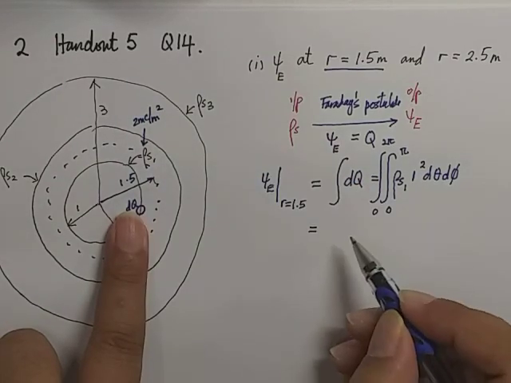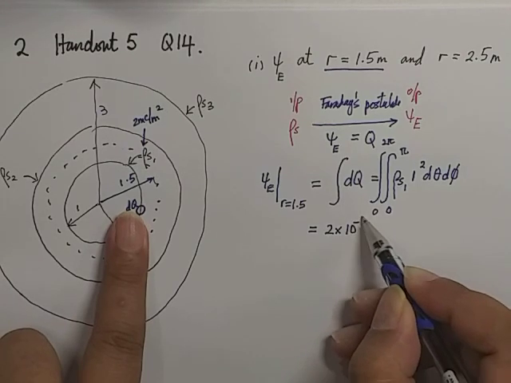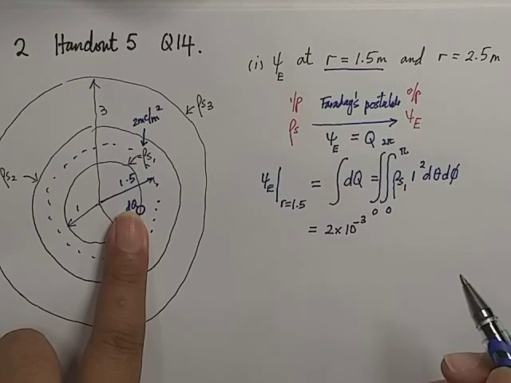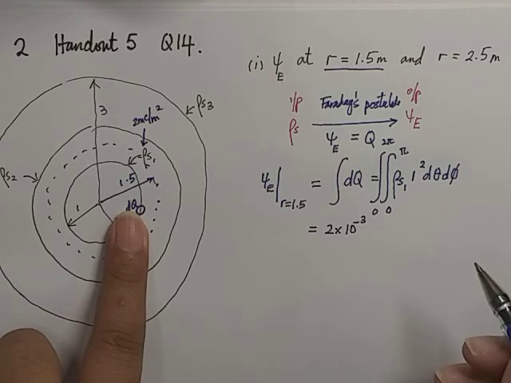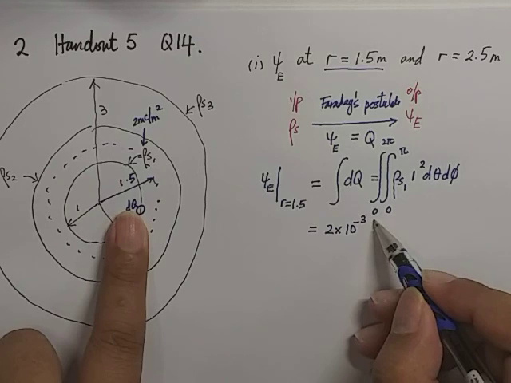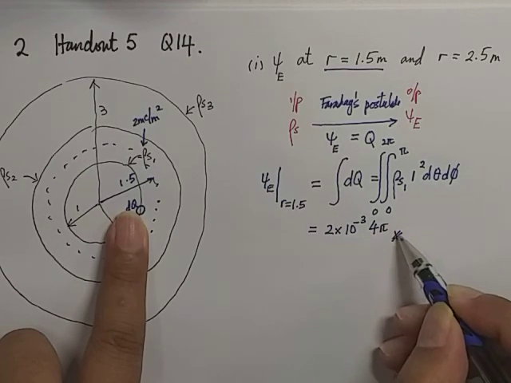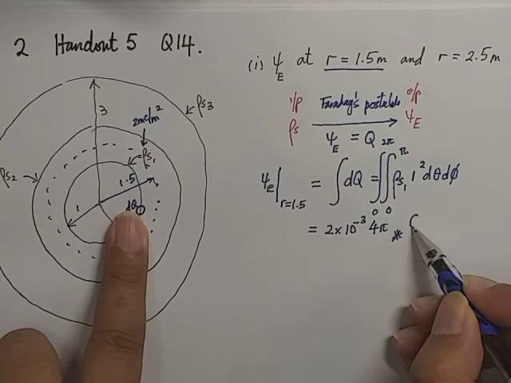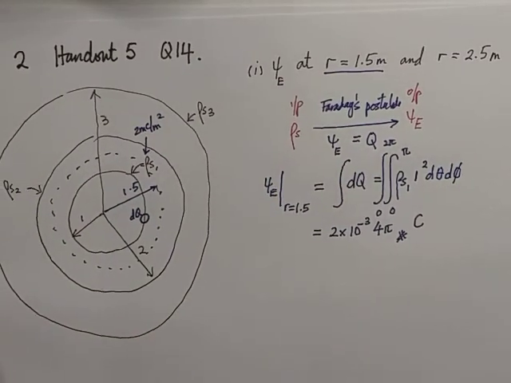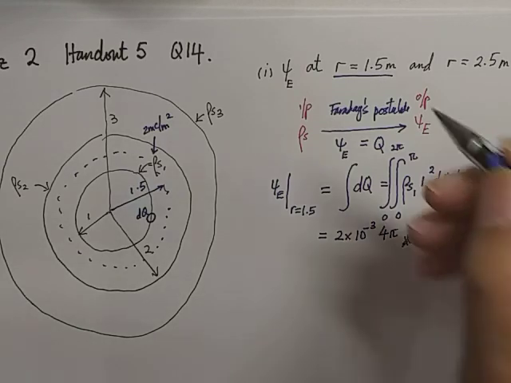So now what we're going to have, 2 times 10 to minus 3, because we have to convert into meter, and then that should be our rho s1, and then 1 squared, and that should be multiplied by 4 pi. So that should be our solution. Remember the unit here should be coulombs. Okay, that should be the flux measured at the radius of r equal to 1.5. So alhamdulillah, we have solved for this problem.